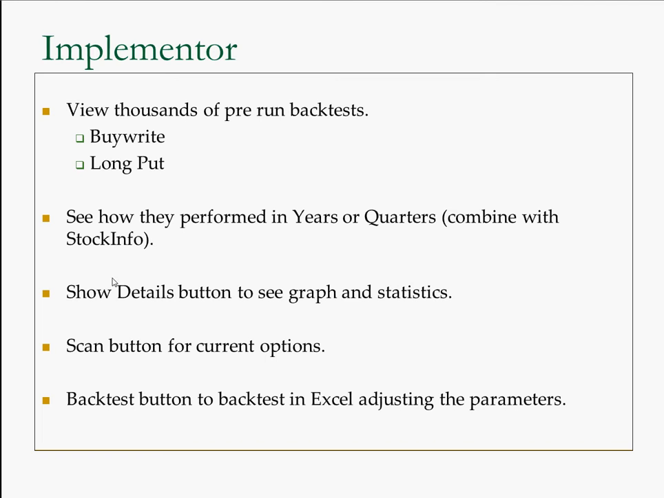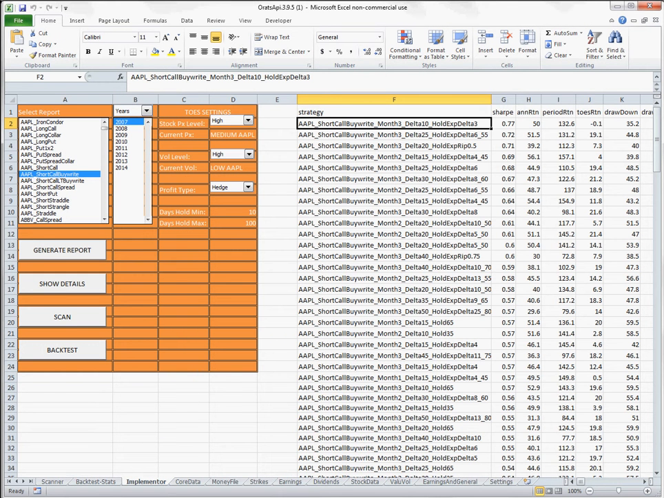tab. We're going to show details to see the graph and statistics, and we're going to click the scan button to see current options, delayed market data, and we're going to again back test that strategy, adjusting some of the parameters. So let's go to the Excel sheet.